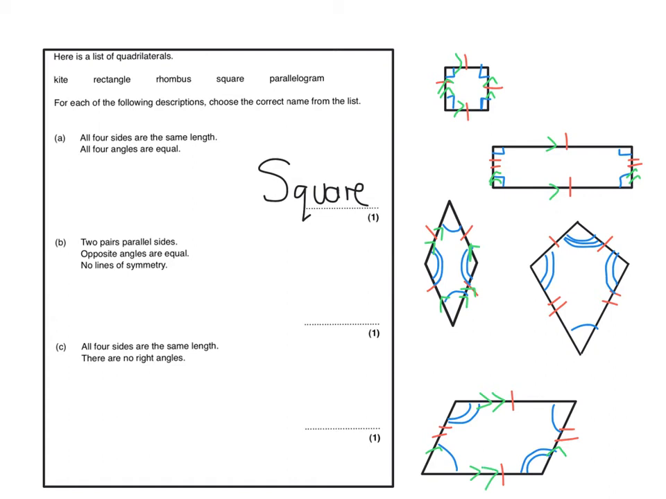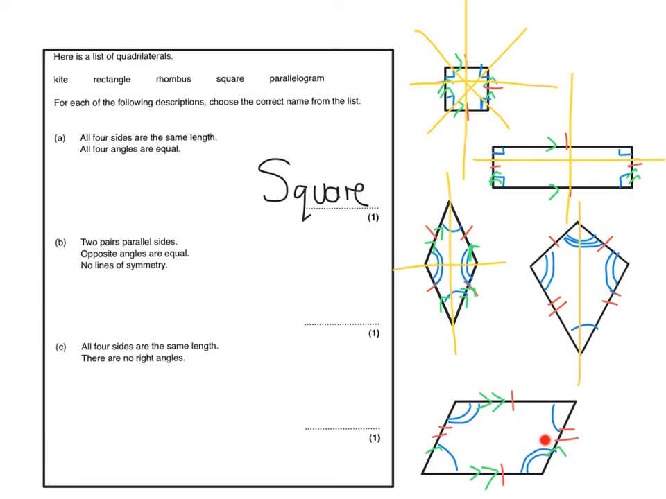Okay, so two pairs of parallel sides, opposite angles are equal, and it's got no lines of symmetry, so I also need to look for lines of symmetry. So a square has lots of lines of symmetry. 1, 2, 3, 4. Rectangle has two lines of symmetry. Kite has one line of symmetry. Rhombus has two. Parallelogram though does not have any lines of symmetry. That's the only shape that we've got that doesn't have any lines of symmetry.